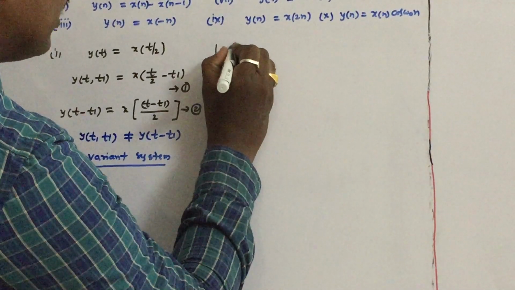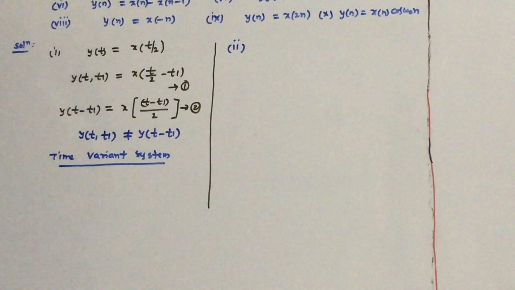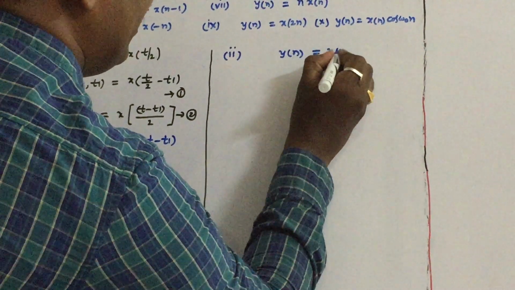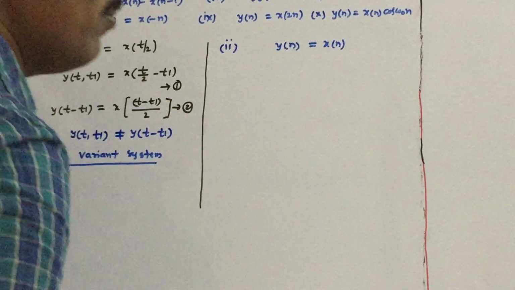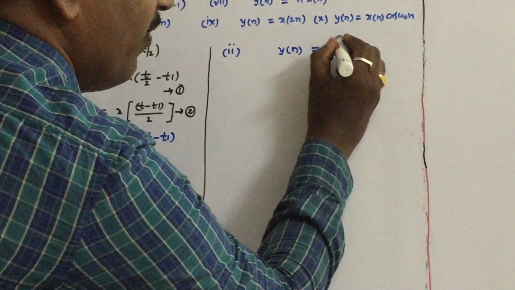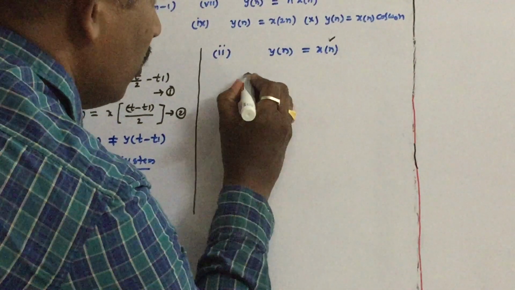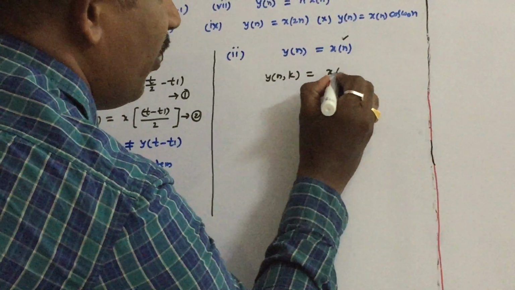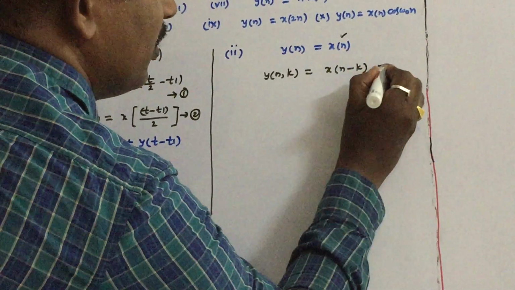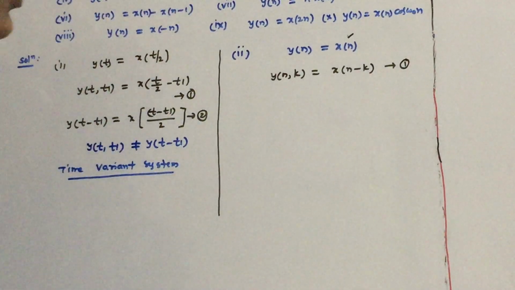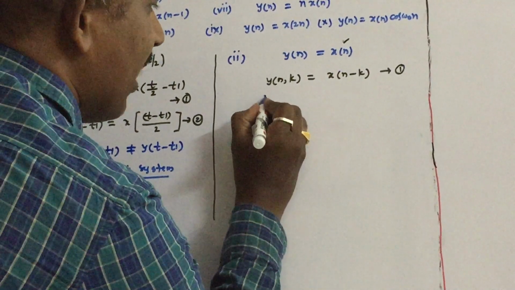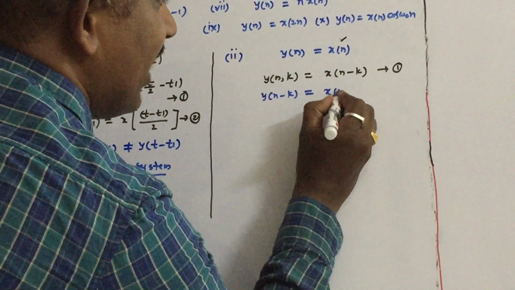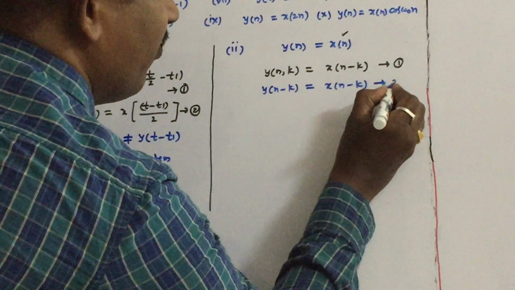So let us see the second example. y of n is equal to x of n. This is a discrete time system. For discrete time systems, delay the given input by k samples. We represent it as y of n comma k. So shift the input x of n by k samples. Let us call this equation 1. Now shift the output by k samples, that is y of n minus k. So replace n by n minus k. So this is x of n minus k. This is equation 2.